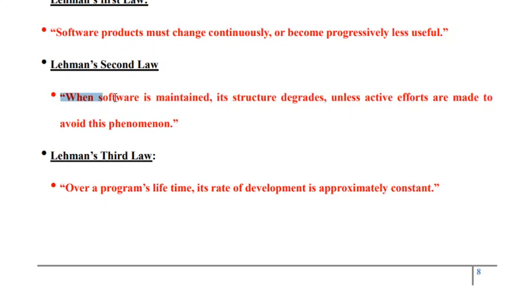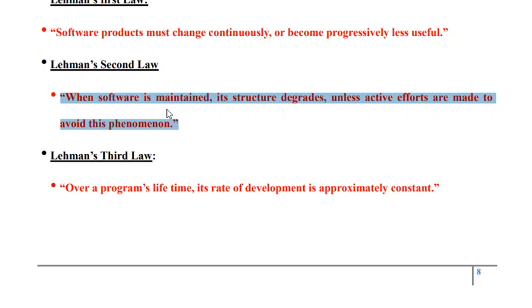Now the second law states that when a software is maintained, its structure tends to degrade, unless active efforts are made to avoid this phenomenon. What happens is that whenever more and more changes are brought into the software application, the structure of the software system definitely tends to degrade, or the stability of the software system will degrade. So what we need to do is ensure that whatever changes we bring about in the software application have very little implication on the basic structure of the software system, and thus do not hamper the working of the other functions in the software application.